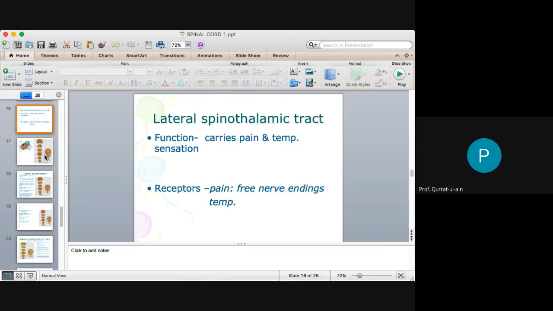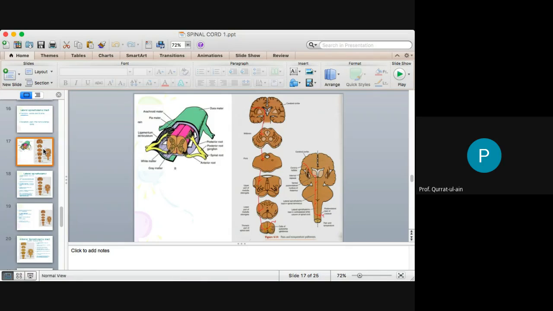An example is just a pin prick. If we take an example that your finger has been pricked, right? The pain will travel through the free nerve endings. Or if your palm is pressed, a pressure is applied, it will be taken by the Meissner's and Merkel's receptors, and that will travel through the anterior spinothalamic tract. So pressure and touch will travel through the anterior spinothalamic tract, and if it's the prick, it will travel through the lateral spinothalamic tract.